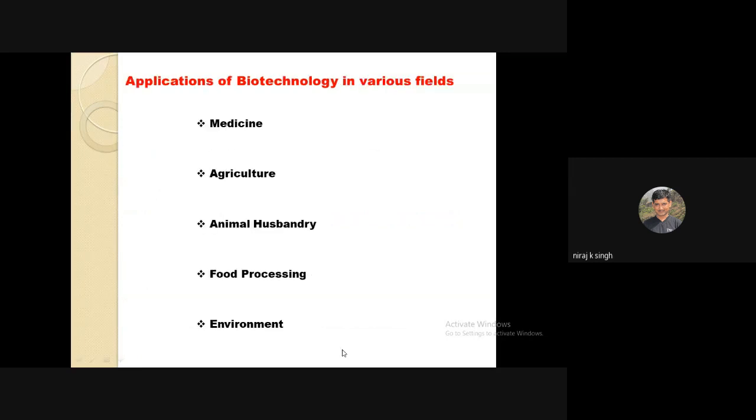So, in which fields does biotechnology play a role? Biotechnology plays an important role in the fields of medicine, agriculture, animal husbandry, food processing, and environmental science. Out of these many sciences, I am here to focus only on how biotechnology plays an important role in the field of animal husbandry.